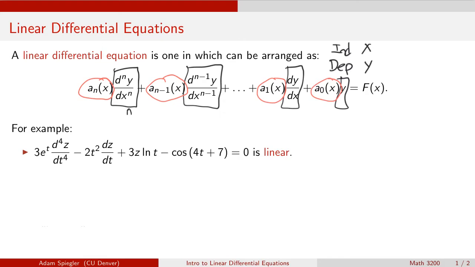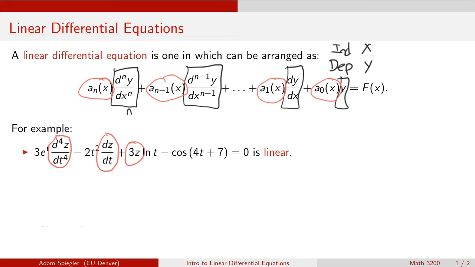So let's consider this example. 3e to the t, fourth derivative of z, minus 2t squared times the derivative of z, plus 3z natural log of t, minus cosine 4t, plus 7, all is equal to 0. That's a really bad looking differential equation, but it happens to be linear. And I can recognize this because here are each of the places where a z occurs. And each time a z occurs, it only occurs at most to the first power. So that one is indeed linear.